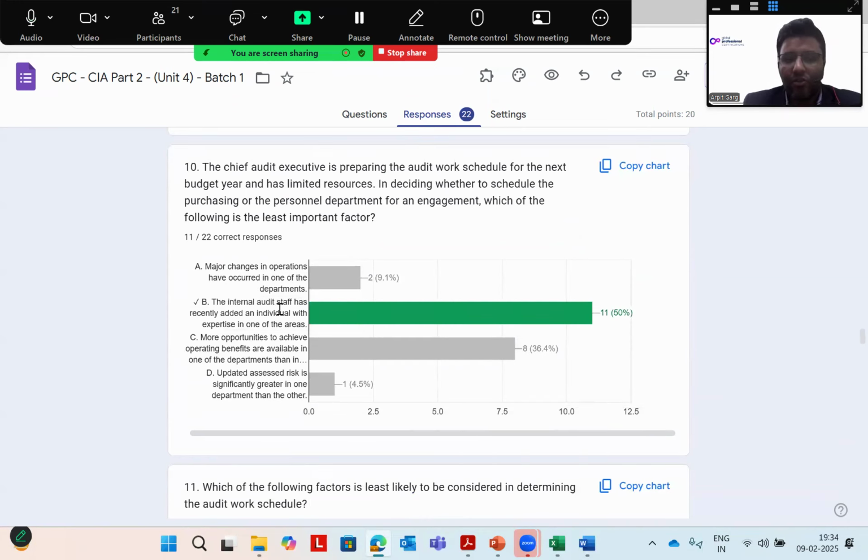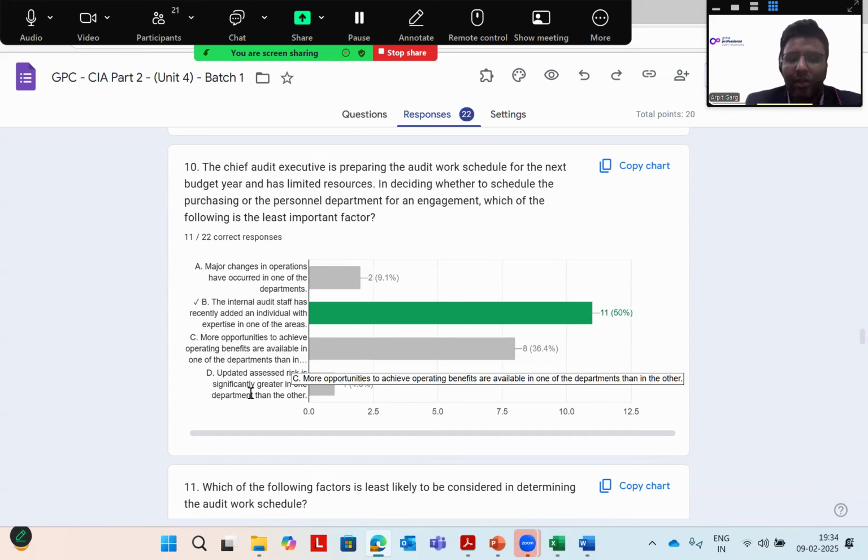Important. The internal audit staff has recently added an individual with expertise in one of the areas. So you have added one person in the team, let's say, who has cybersecurity exposure. Do you think that is most important, or are changes happening in the department more important? Changes. More opportunities to achieve operating benefits are available in one of the departments. So let's say you have added a team member with a skill set in cybersecurity. Will that be important, or do you have more opportunity to add value in terms of savings, in terms of bringing efficiency in the process, in the HR process? Which one will be more important?